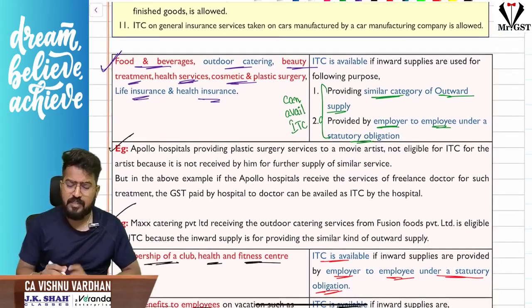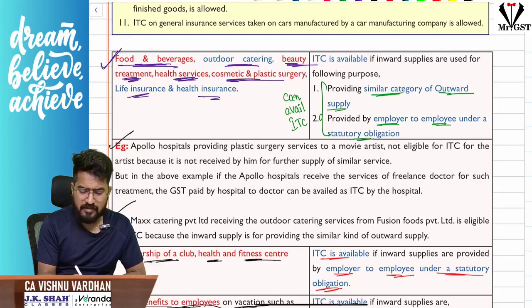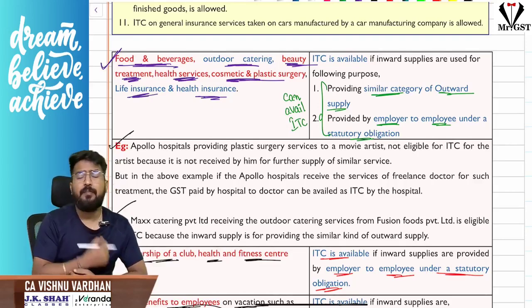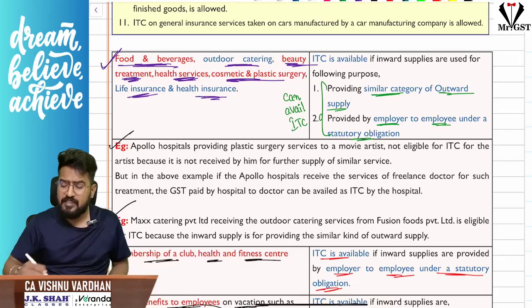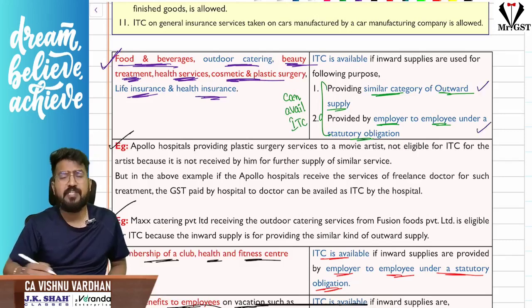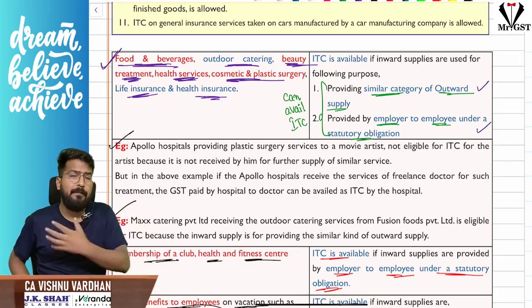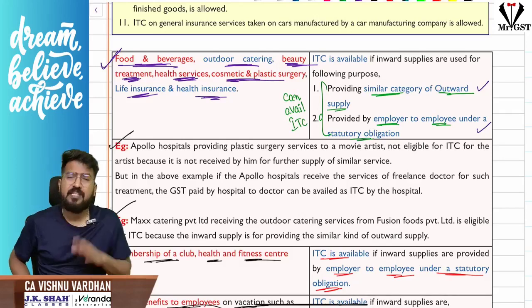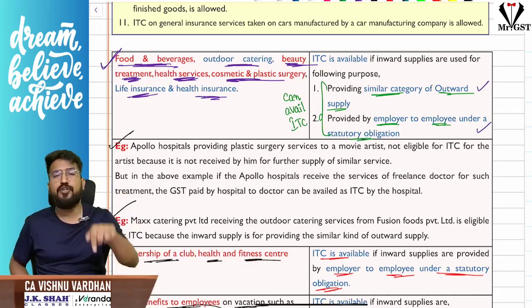The next one is, sir, food and beverages, outdoor catering, beauty treatment, health services, cosmetic plastic surgery services, life insurance and health insurance services. If you are buying these things you cannot take ITC, but there are two exceptions. Again, similar category of outward supply, and if it is taken by employer to provide to his employees as a part of statutory obligations. So I am buying food and beverages for my office purpose, for my employees, etc. I cannot take ITC, but I am buying that to give to employees as a statutory obligation.